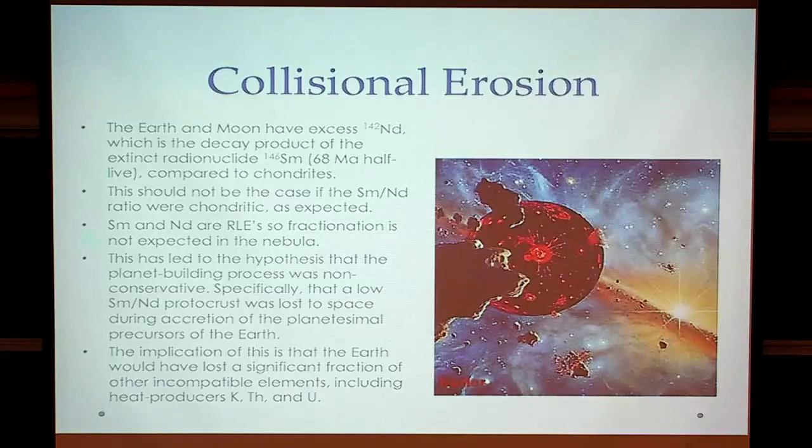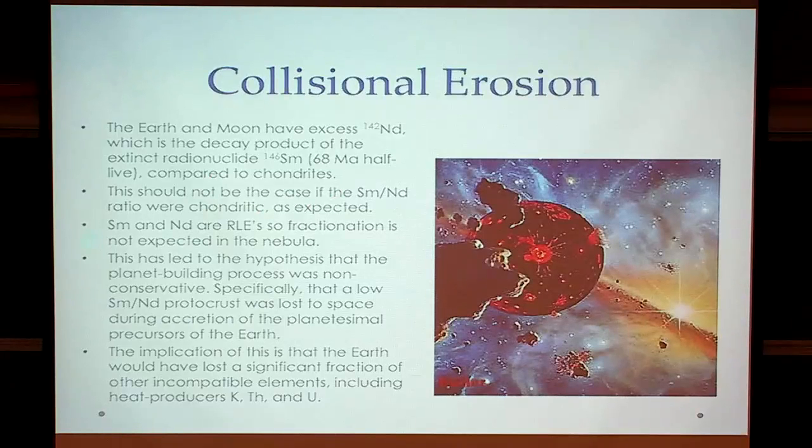Okay, the other model, what we'll call collisional erosion, pushed by O'Neill and Palme, but also other people, Caro and Bourdon and myself, Matt Jackson, are all fans of this. It has been noted that the Earth actually has excess neodymium-142. I'm not going to go into this. Other people will, perhaps. That's a product of the extinct radionuclide samarium-146, which has a 68 million year half-life. We should not have that excess if the samarium-neodymium ratio of the Earth were the same as chondrites.